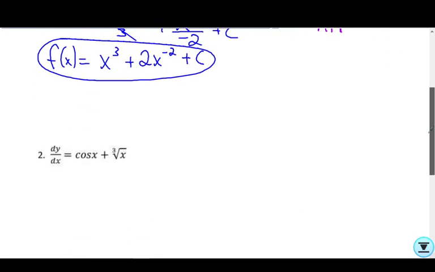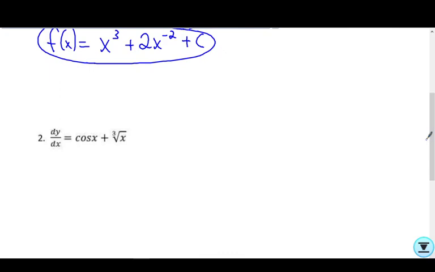Okay? All right. Let's look at number 2. Now, number 2, I see cosine, I see a cube root. Just like when we took derivatives, as soon as I see some kind of root, I know I have to rewrite. So I'm going to leave my cosine there, plus the cube root is the 1/3 power. So in this one, I've got to rewrite first.